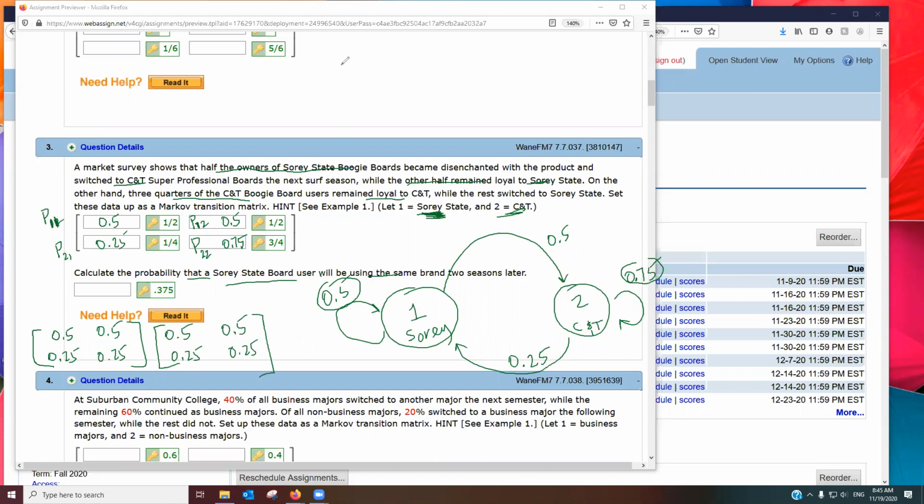I'm sorry, this should be 0.75 down here. Let me fix this. This is a typo. This should be a 0.75 down here. All right, so I'm going to multiply these matrices together.